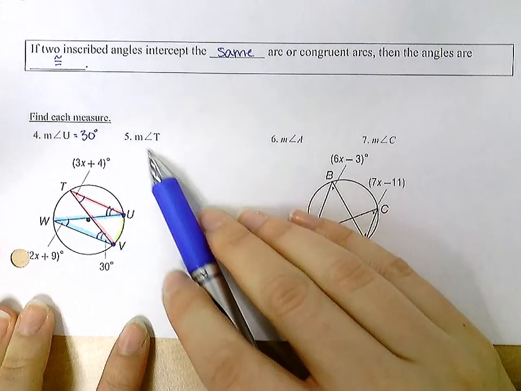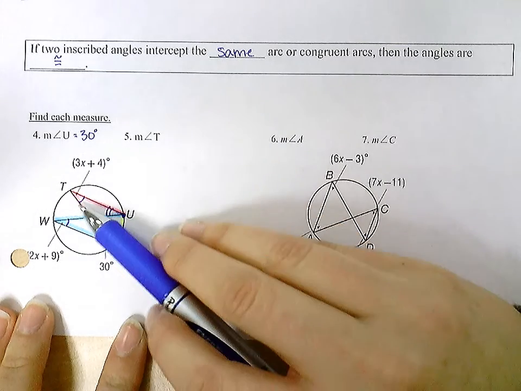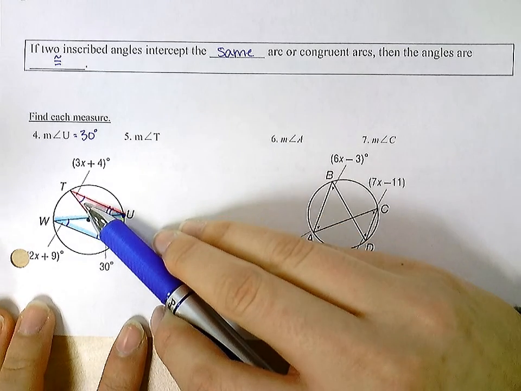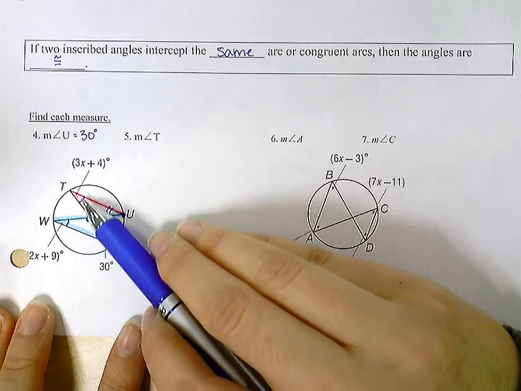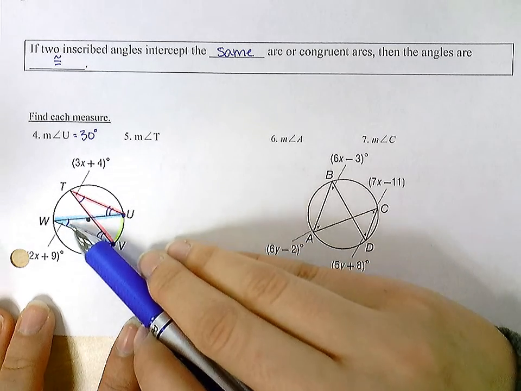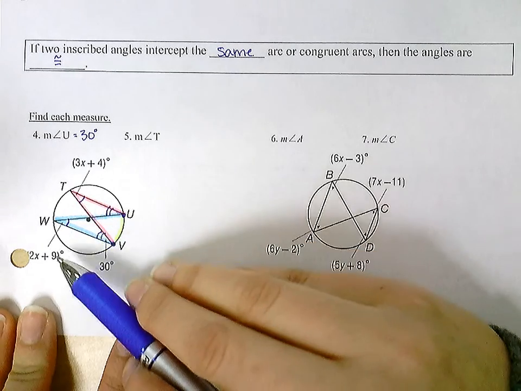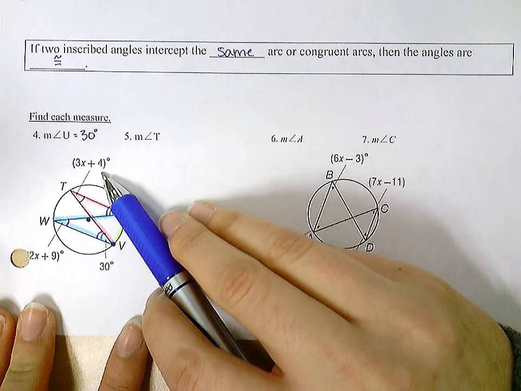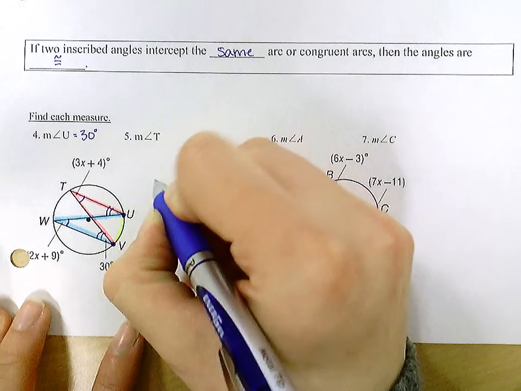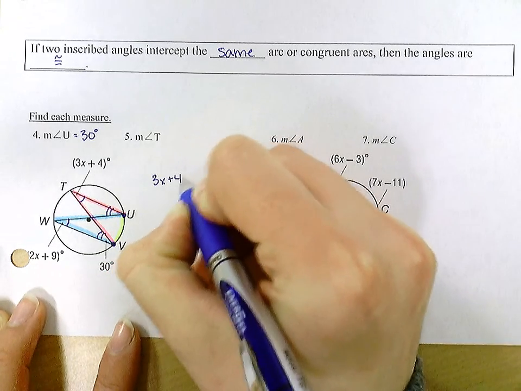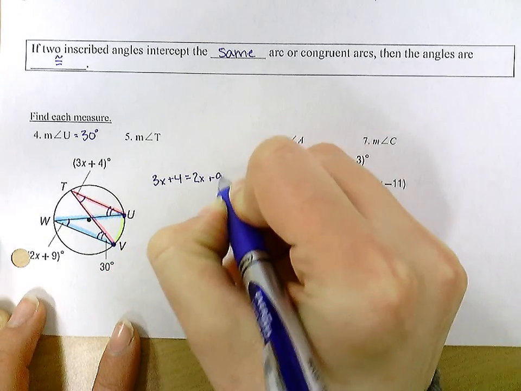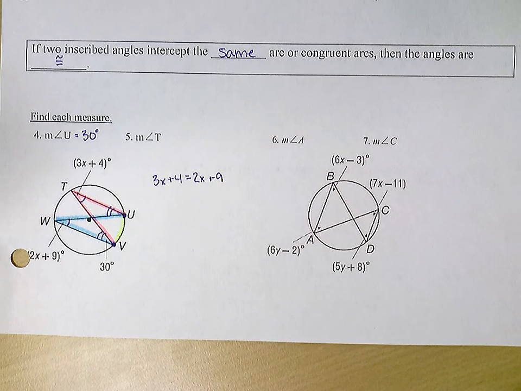Then number 5, we want to find the measure of angle T. That's this one right here. So to find that angle measure, first I have to solve for x. And I know angle W and angle T are congruent. So I can set their measures equal to each other to solve for that x value. So I have 3x plus 4 equals 2x plus 9.